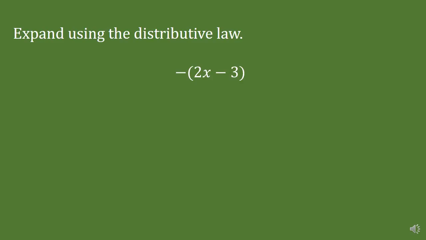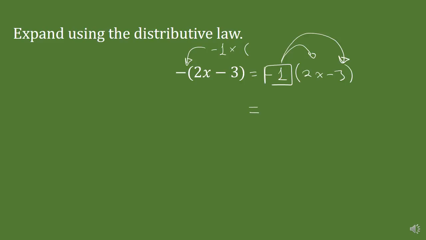Okay, so sometimes there's not even a number here, and this is just minus this. Well, that really means minus 1 times, so this is equal to minus 1 times 2x minus 3. And so we do the same thing. We take this minus 1 and we distribute it like that. So you get minus 2x, and minus 3 is plus 3. So that is what you get when you expand that.